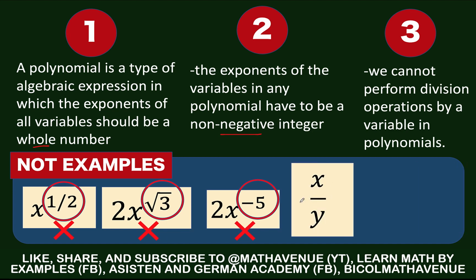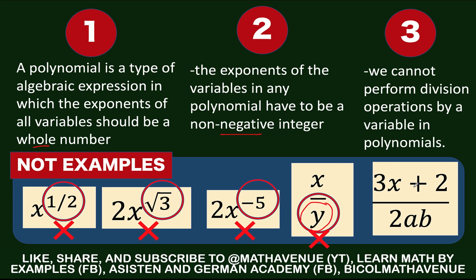Notice that you have here division, and there is a variable in the denominator. And therefore, this is not a polynomial. 3x plus 2 over 2ab. Notice that in the denominator, there are variables a, b, so therefore this is not considered as a polynomial.